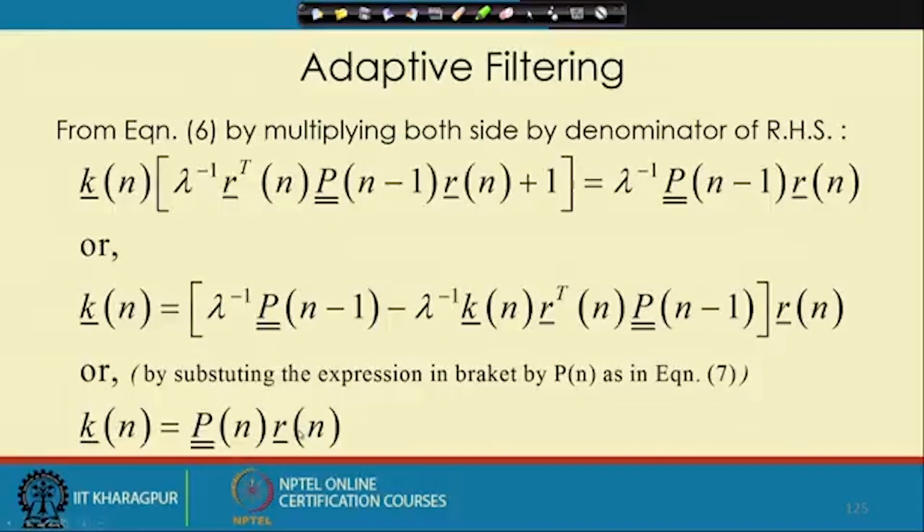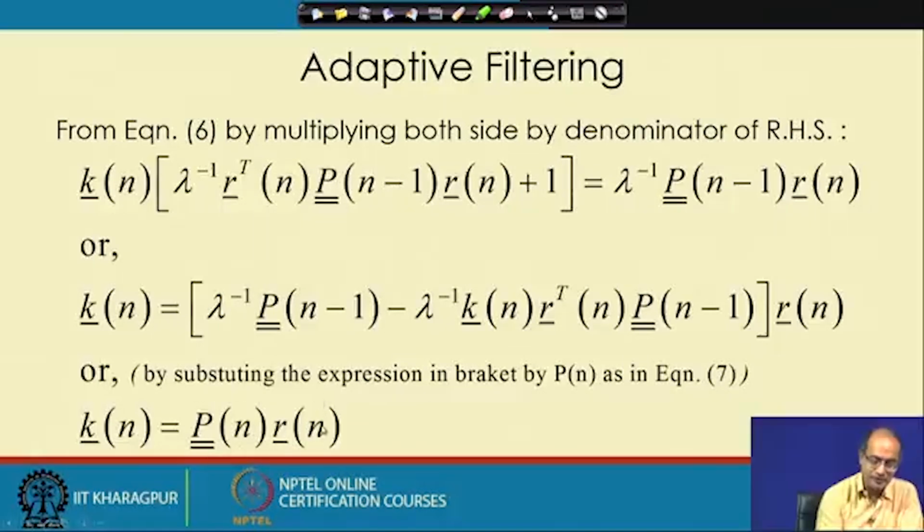We get Kn is nothing but Pn into Rn, where Pn is a matrix, Rn is also a vector. So that gives rise to the vector Kn.